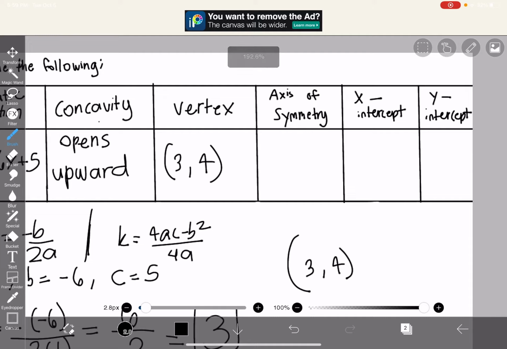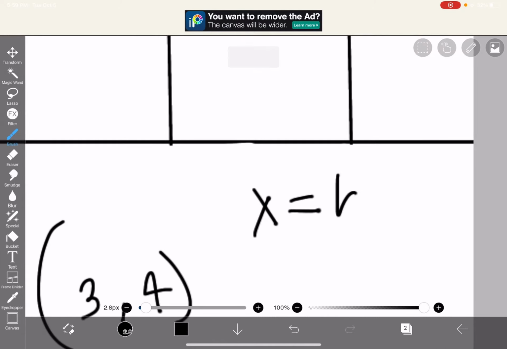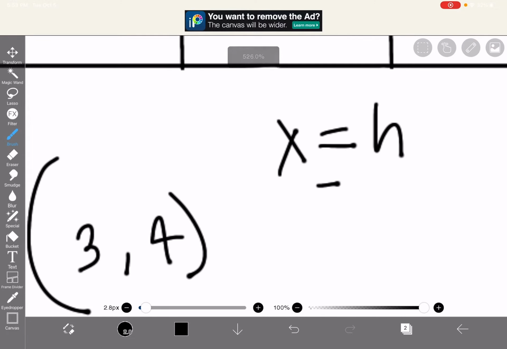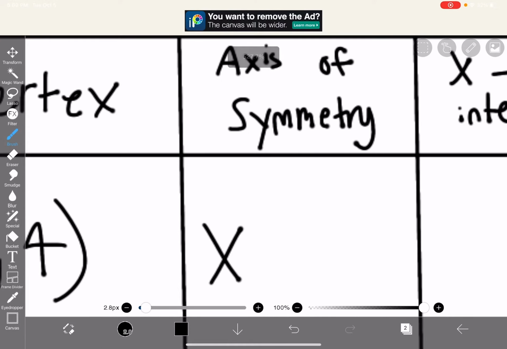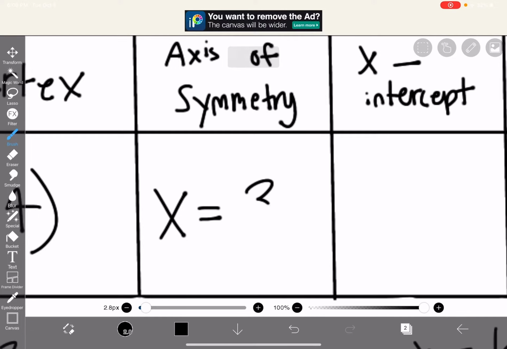For the axis of symmetry, it's basically just x equals h. And now that we have the value of h, which is 3, the axis of symmetry is x equals 3.